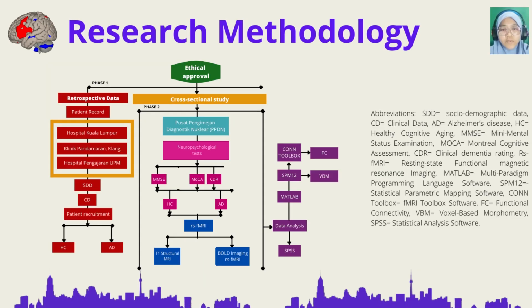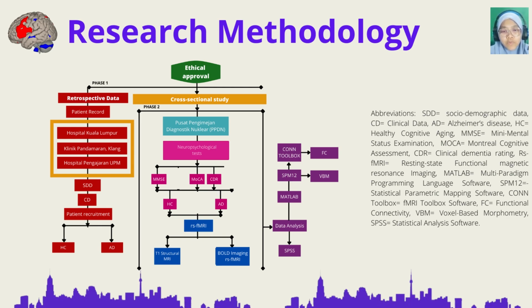This is our research methodology. After getting ethical approval, in phase 1, we do the retrospective data, where we find the records from these 3 hospitals and clinics to find out patient socio-demographic data and clinical data. Then we can recruit patients for healthy control and Alzheimer's disease.